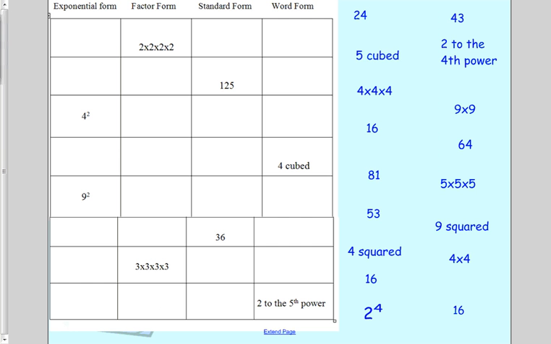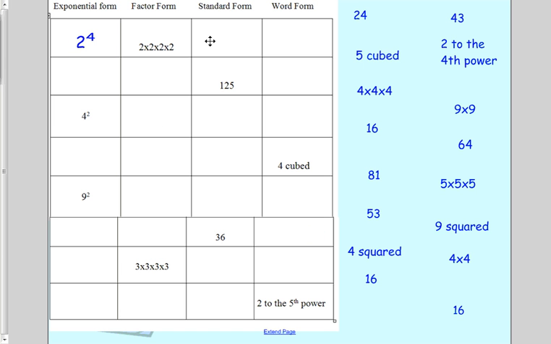Your second activity looks like this. Again, you're going to look at exponential form, factor form, standard form. Now we're going to add word form. So it's going to be a little bit of a matching. It's going to give you a different form for each one, and you're going to be filling in the blanks. So for this first one, I see 2 times 2 times 2 times 2. So I'm going to look for my exponential form where 2 is the base and it happens 4 times. So I would put this right here.